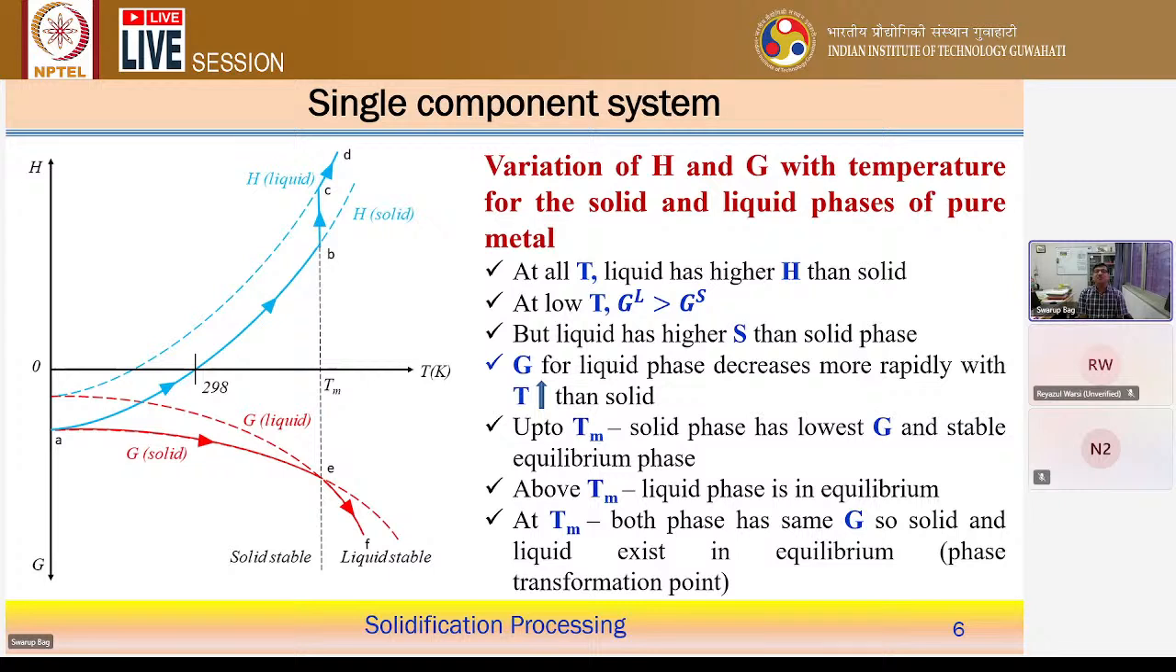So the solid and liquid phases are actually in equilibrium at this particular point. That means the melting point. So that's why phase transformation occurs at this particular temperature. These are the typical observations from a single component system, of how the enthalpy and Gibbs free energy vary.